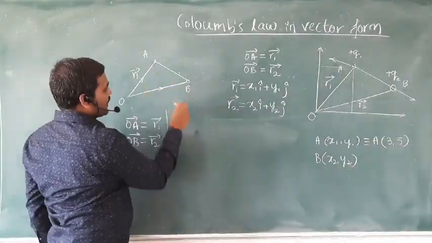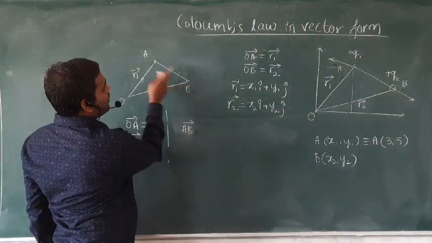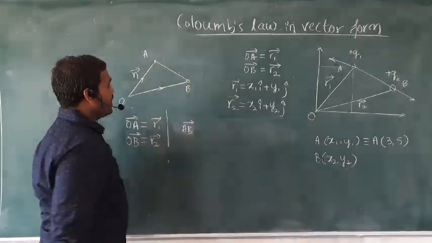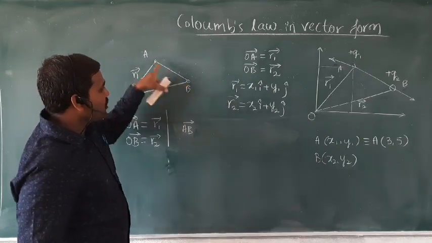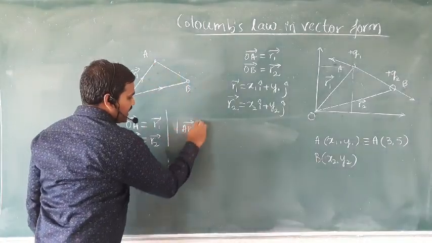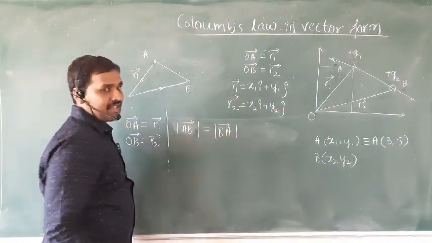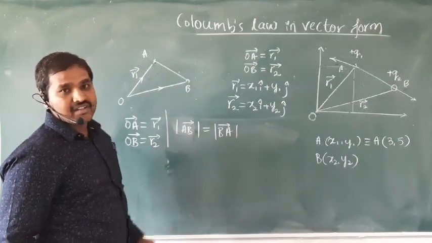Here, if I consider vector AB or vector BA, what is the difference between vector AB and vector BA? Magnitude wise, the actual distance between those two positions will be the same. Magnitude of vector AB will be equal to magnitude of vector BA. So this distance does not change, but only directions are different.